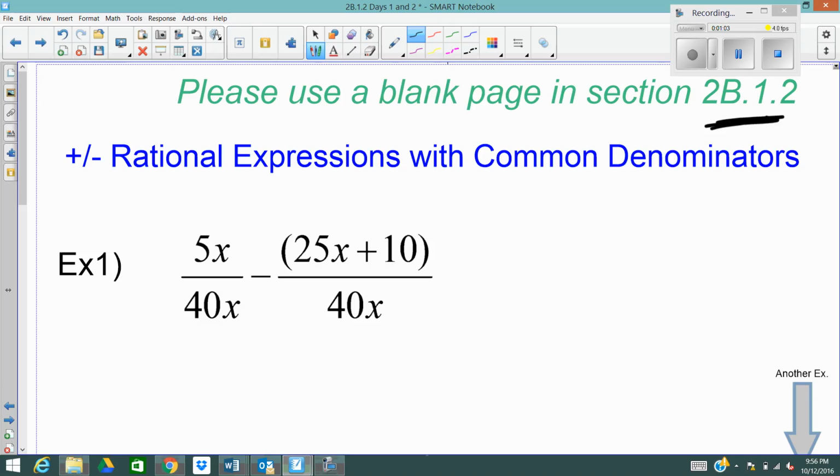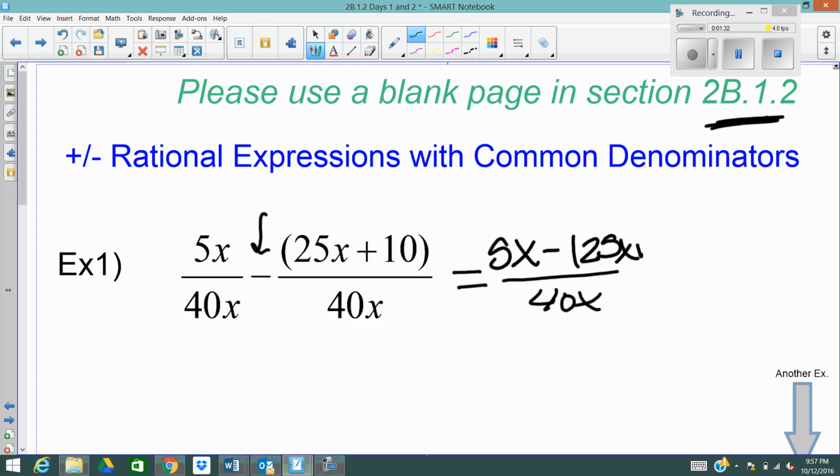So adding and subtracting rational expressions with common denominators. If we have a common denominator, adding and subtracting rational expressions is super easy. The denominator stays the same, and the numerators, you perform the indicated operation to. So in this example, I'm going to take 5x and I'm going to subtract the quantity 25x plus 10 from it.